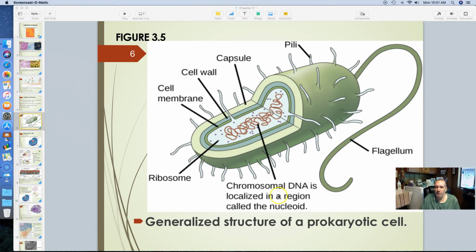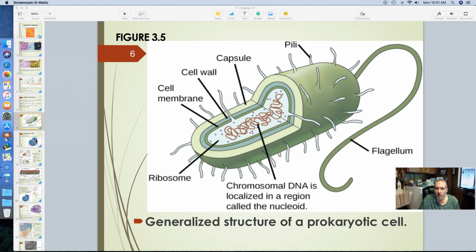So in a prokaryotic cell, the DNA is just kind of in an area of the cell. It's not within its own little organelle. It's just within a localized area called the nucleoid. And then, of course, it's going to have a cell wall around the cell, a membrane. In this case, we're looking at maybe a bacterium. And so it's got a capsule around the outside. It's got these little pili that are hairs that kind of interact with the environment, a flagellum that allows it to move through the environment, and ribosomes, which are the place where proteins are made. And so that's just a generalized view of what a prokaryotic cell might look like.